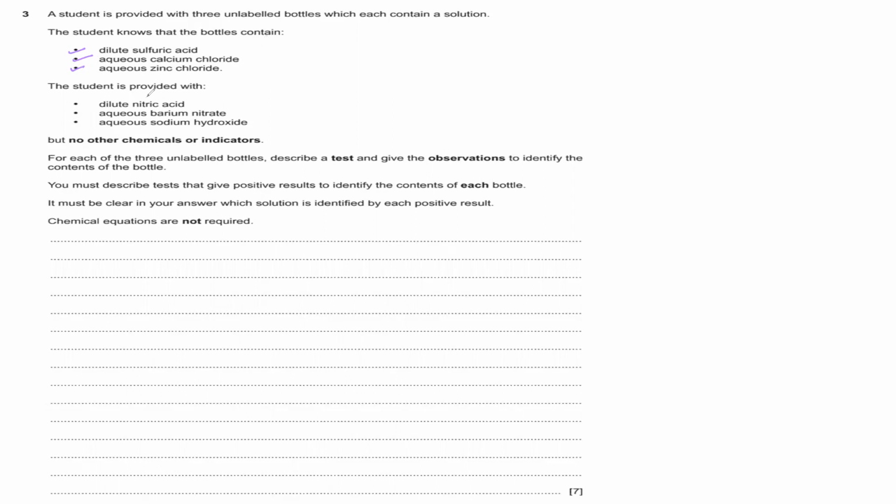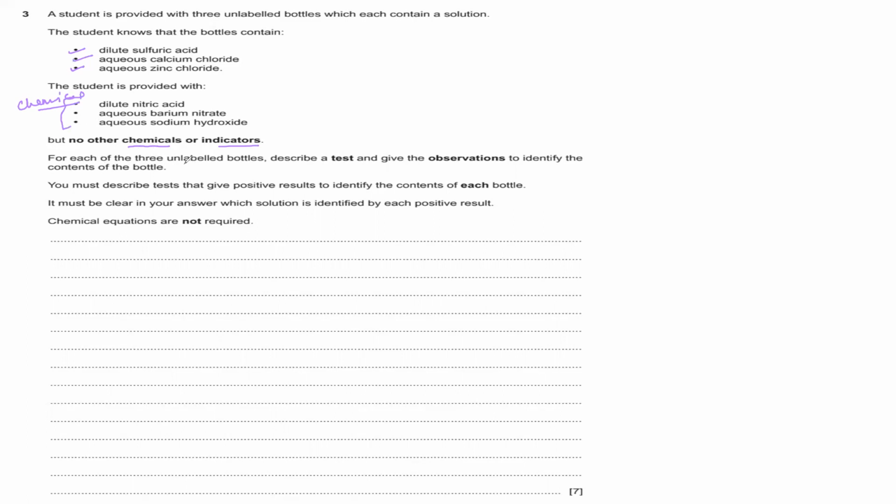The student is provided with these 3 chemicals. One is dilute nitric acid, the second is barium nitrate, and the third one is aqueous sodium hydroxide, but no other chemical or indicator. So apart from these above mentioned chemicals, these are the 3 chemicals which the student has been provided. And apart from that, he has no access to any other chemicals which are present in the lab, or access to the indicators.